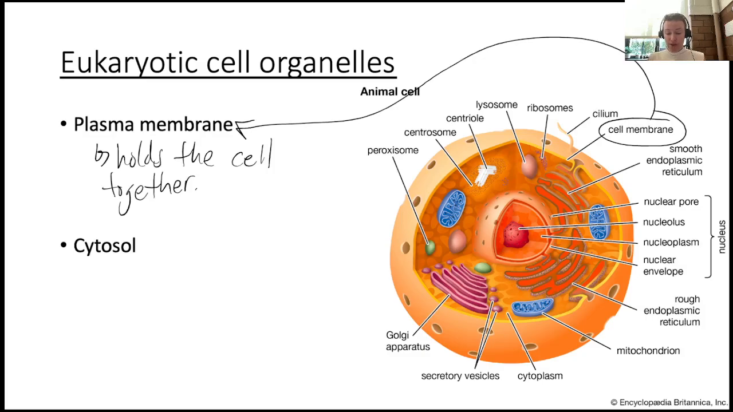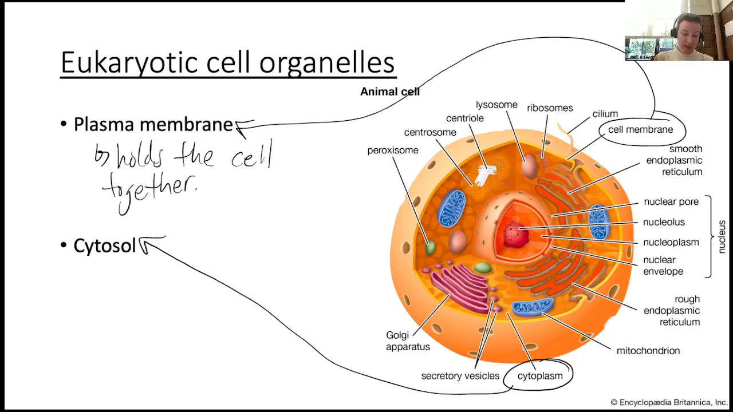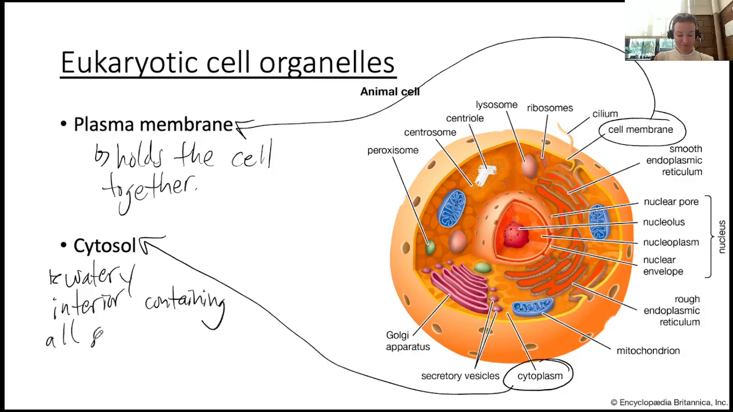Similarly, again to a bacterial cell, an animal cell has the cytoplasm. And this is the watery interior containing all sorts of things. Like protein, like sugar, and more.